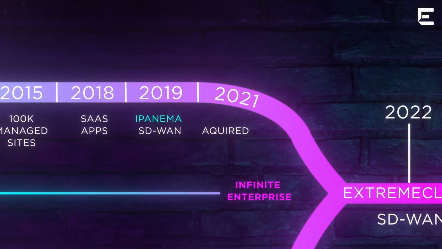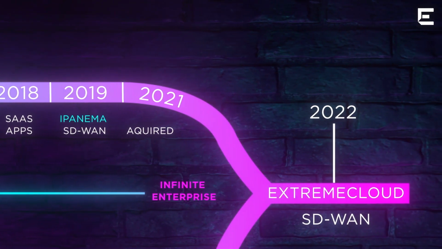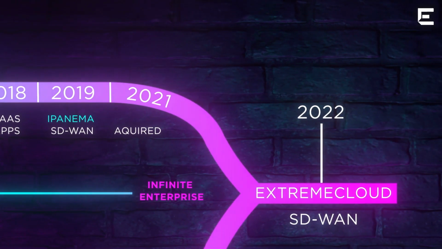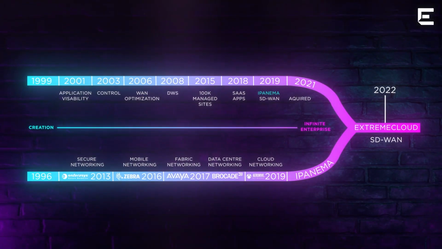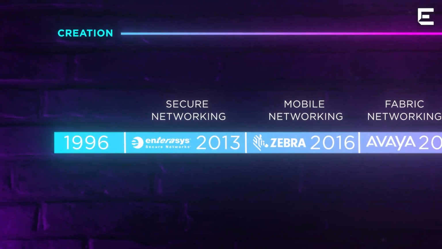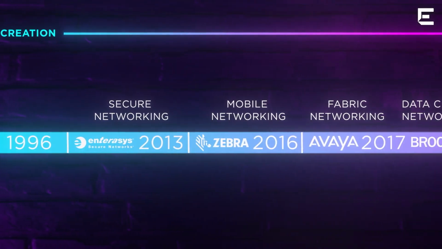In 2019, Ipanema chose to move their orchestrator from an on-premise deployment model to up in the cloud. And we had the birth of Ipanema SD-WAN. 2 years later, 2021, Extreme Networks acquired Ipanema. And a year after that, ExtremeCloud SD-WAN was born, integrated into the Infinite Enterprise vision.